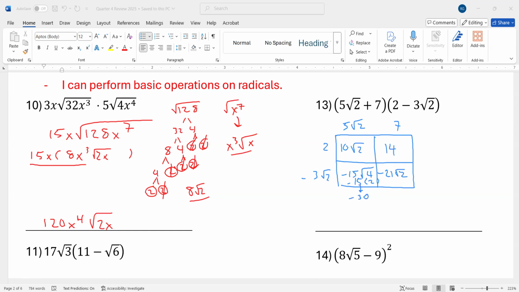So I can actually combine these two, and I can combine 14 and negative 30. So 14 and negative 30 makes negative 16. And then 10 minus 21 is negative 11 radical 2. And that's as far as I can go. I cannot put those together.